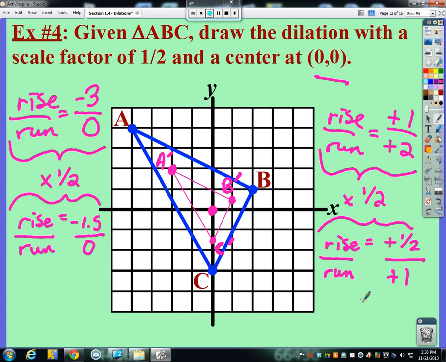So you've got two options if the center's at 0, 0 and you're doing it graphically. I like using this slope method. But if you wanted to figure out the coordinates for your points and then multiply everything by half and regraph those new image coordinates, you certainly could. You'll get the same exact answer.